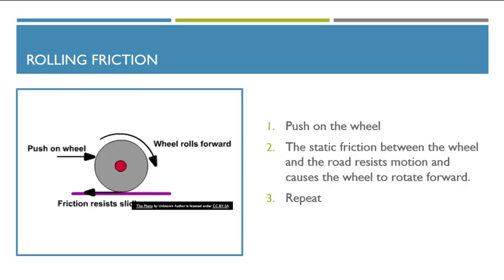So here's a diagram of what's going on with rolling friction. You have a wheel and it's sitting on a surface. And as you push on the wheel, the static friction is going to resist the sliding, and it's going to cause that wheel to rotate. So it's acting with a torque. And then you push again, and the wheel rotates, and push and rotate, push and rotate. So this just keeps going, and you end up with the idea of a rolling wheel.